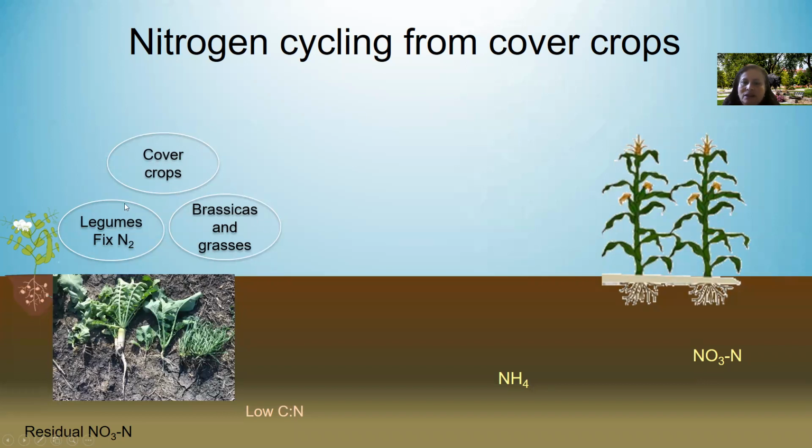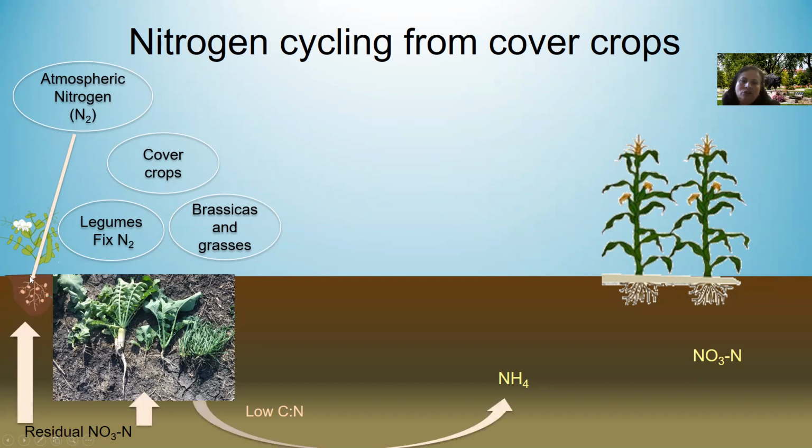We have brassicas, grasses, and legumes that fix nitrogen from the atmosphere and move it right here on the nodules, or symbiotic fixation, and then nitrogen goes into the crop and into the soil. And then with decomposition of these crops, we have residual nitrogen that is taken up by these crops. And even legumes that fix nitrogen also take quite a bit of nitrogen up.